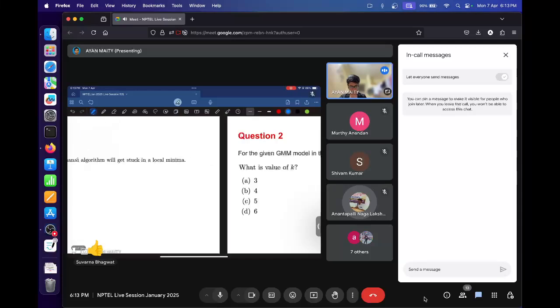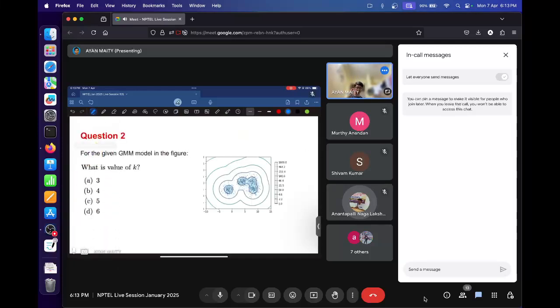So moving on to the next question. This is on Gaussian mixture models, GMM. For the given GMM model in the figure, what is the value of K?